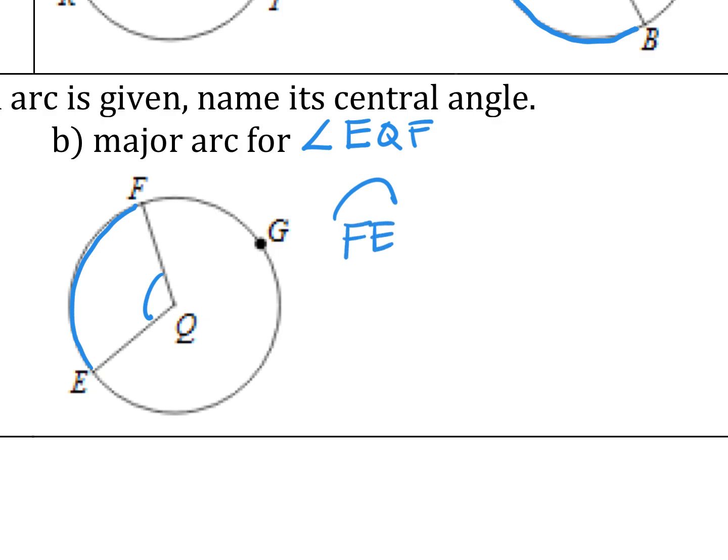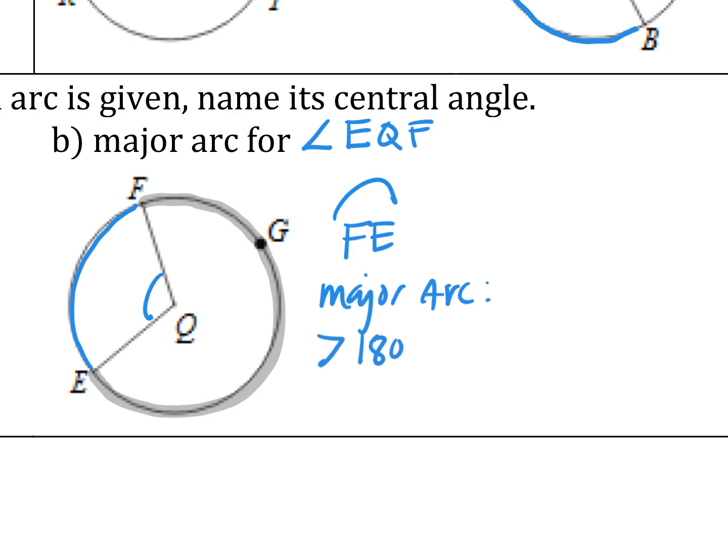Now, if you're going to take note in here, there's also another arc, and it's actually much bigger than the minor arc. This arc is called a major arc. The reason they are called major arcs is that they are greater than 180 degrees. The name of this arc has three letters: F, G, E. So these are major arcs.